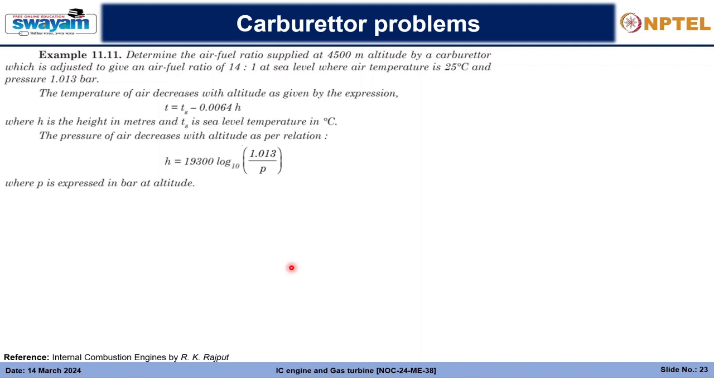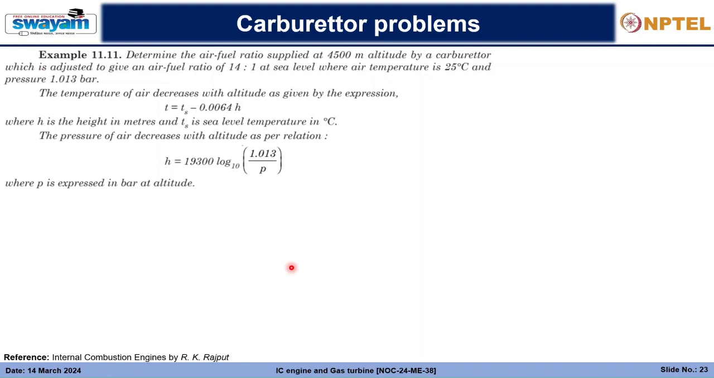The temperature of air decreases with altitude as given by the expression T equals Ts minus 0.0064 H, where H is the height in meters and Ts is the sea level temperature in degrees Celsius. The pressure of air decreases with altitude as per the relation H equals 19,300 log10 of 1.013 divided by P, where P is expressed in bar at altitude.